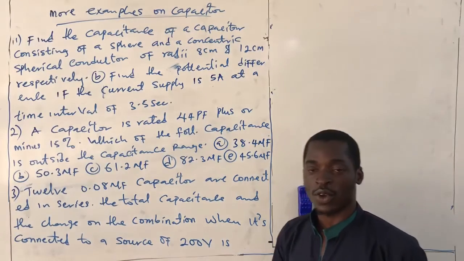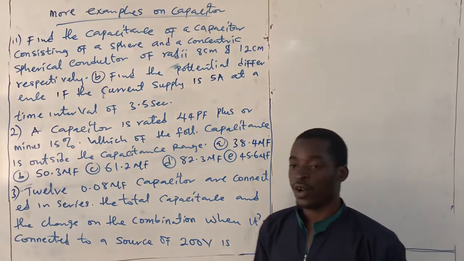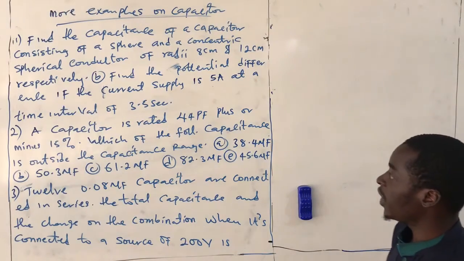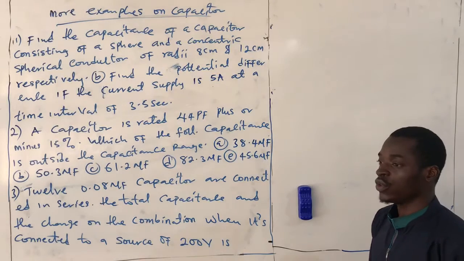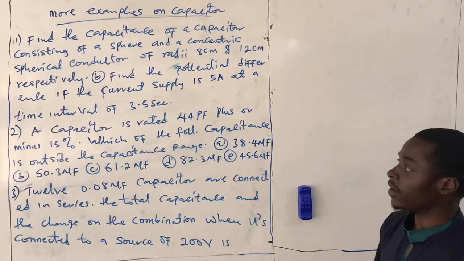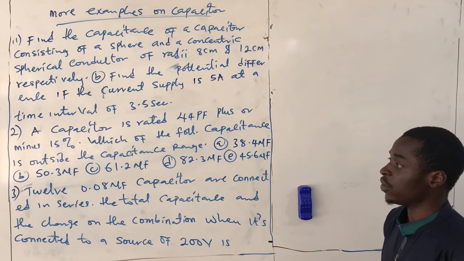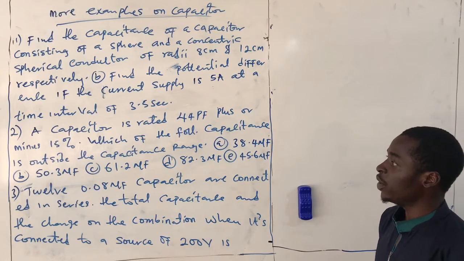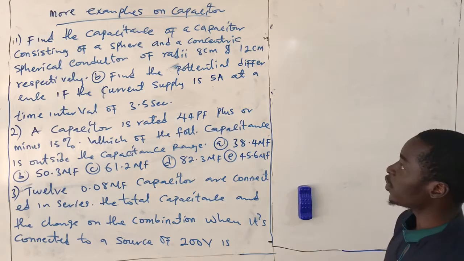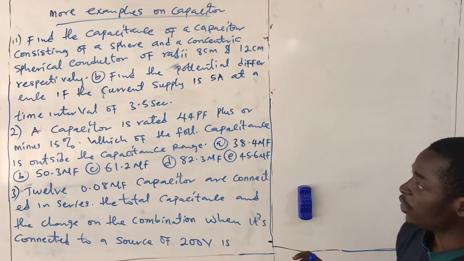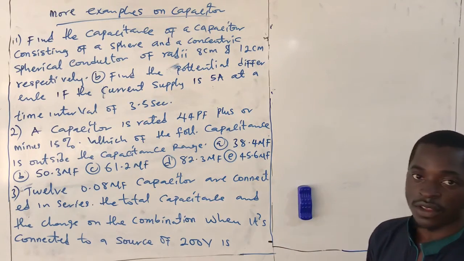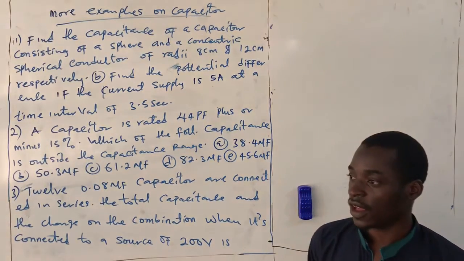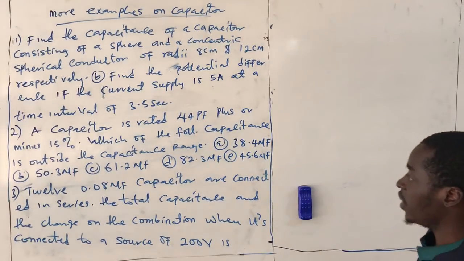Now we are going to solve more examples on capacitors. In our last video we solved five examples in which we saw different ways they can set questions under capacitors. Now we are going to solve five more examples. But before you look at this solution, try and pause the video, quickly copy the question, solve it ahead, and cross-check your answer with the answer we are going to get.